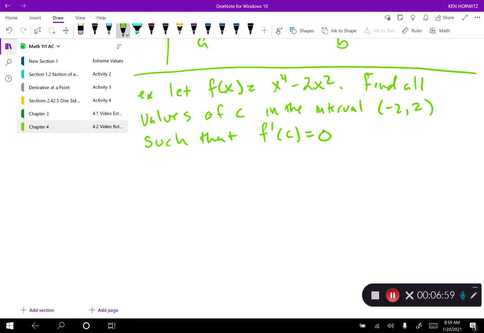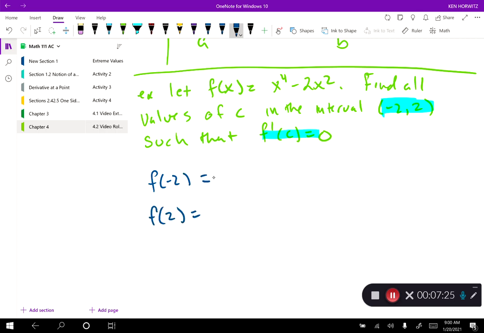So basically what it's saying is that I want to find out where inside this interval I can have my derivative equaling 0. All right, well, the first thing we need to do is make sure that this satisfies Rolle's theorem. So I need to know what f(-2) equals and what f(2) equals.